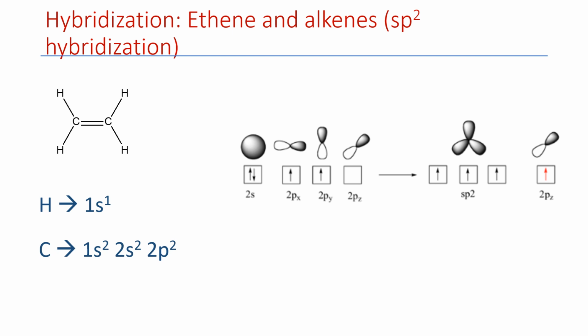Again, the electrons will distribute themselves in a way that all the orbitals will have one electron. One of them will remain as a p orbital, and the other three will form the sp2 orbitals. The sp2 orbital again will be a mix of one s and two of the p suborbitals.